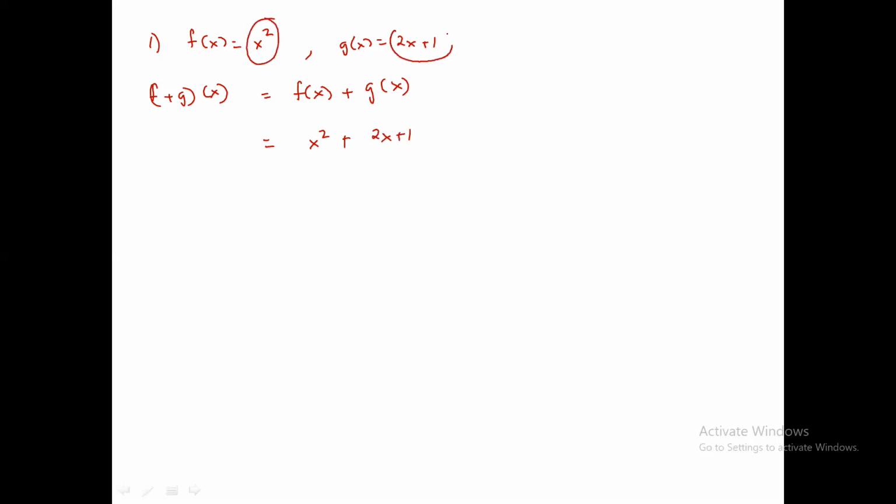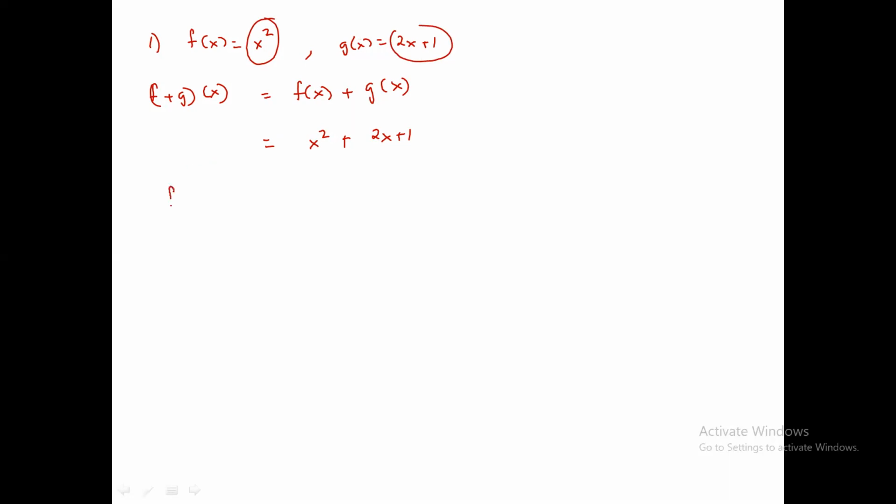The first example is, if f of x is x squared, g of x is 2x plus 1, you have to find f plus g of x. That means you have to find f of x plus g of x. That means you will add x squared and 2x plus 1.